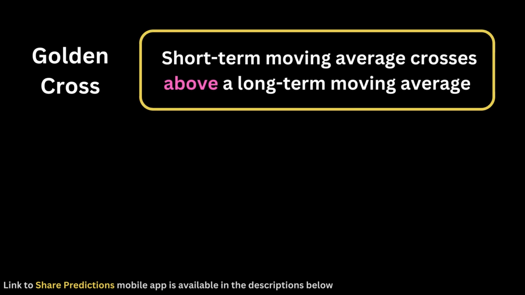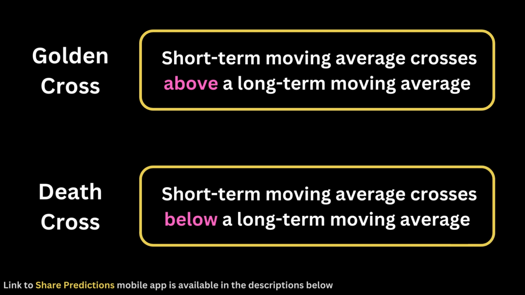So let's first put things into perspective and define what is really meant by golden cross and dead cross. Golden cross happens when the short-term moving average crosses above a long-term moving average. A typical example is when 20 days moving average crosses above the 50 days moving average of a given stock. Golden cross is perceived as a bullish signal.